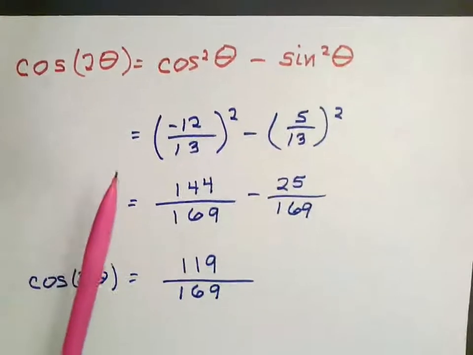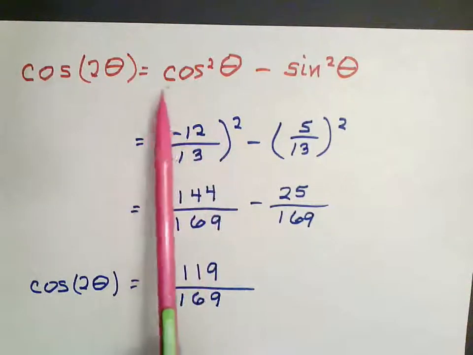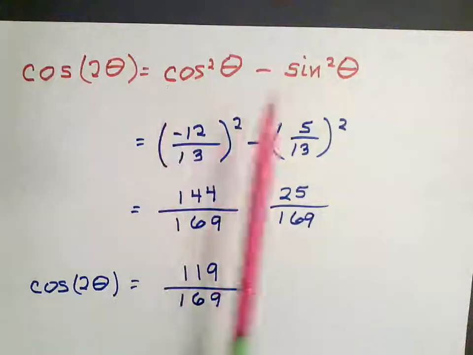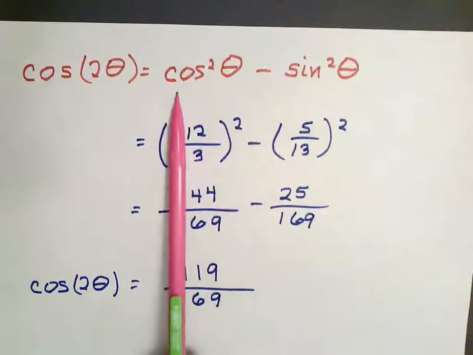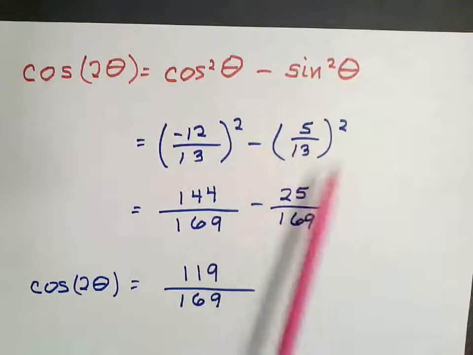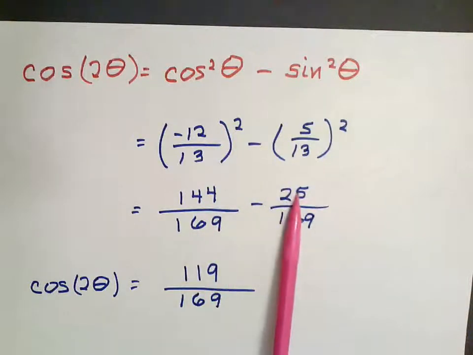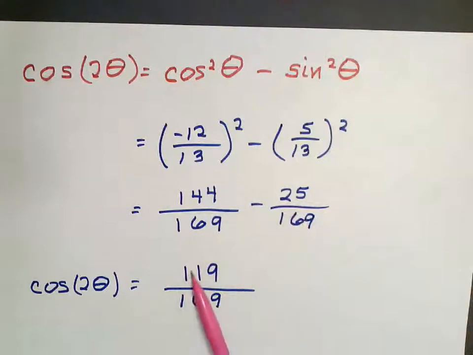The cosine of 2 theta had three equations that we could use, but I chose to use this one: cosine squared of theta minus sine squared of theta. Well, that is negative 12 over 13 squared minus 5 over 13 squared, which gives us 144 over 169 minus 25 over 169. 144 minus 25 is 119 over 169. So the double angle cosine of 2 theta equals 119 over 169.